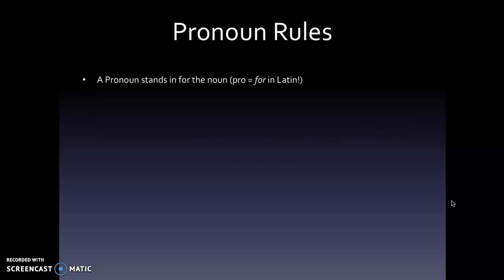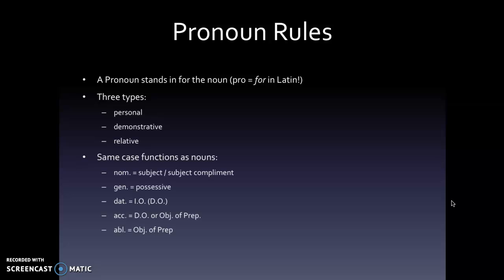This is the pronouns review video covering stages 1 through 25. First, some quick rules. A pronoun stands in for the noun. Pro literally means for. There are three types of pronouns: personal, demonstrative, and relative. We'll save relative pronouns for another lesson. They have the same case functions as nouns, so go ahead and review these quickly.